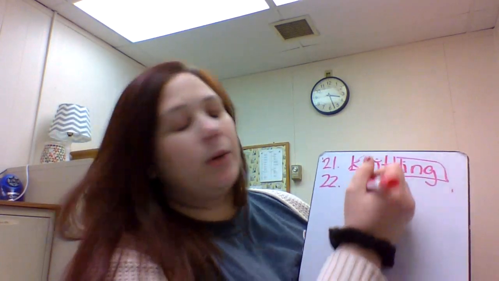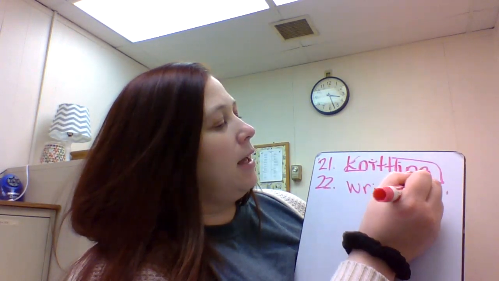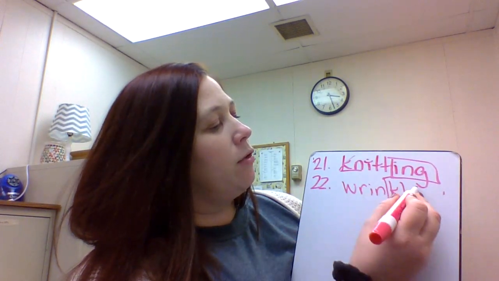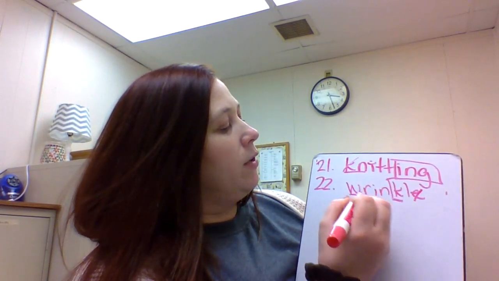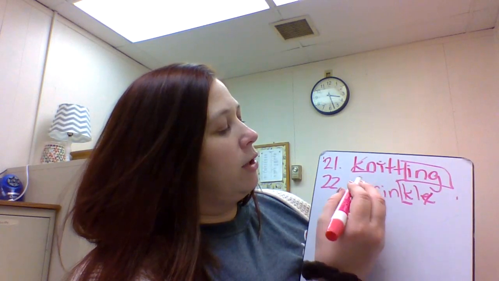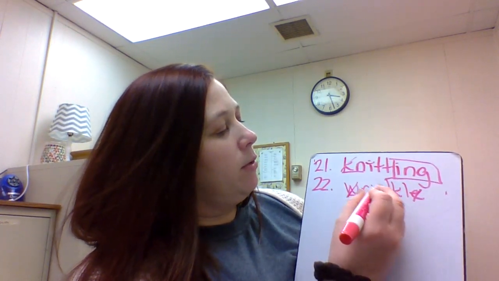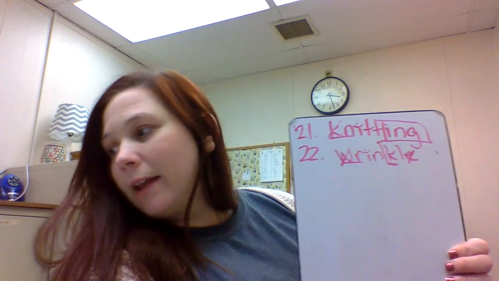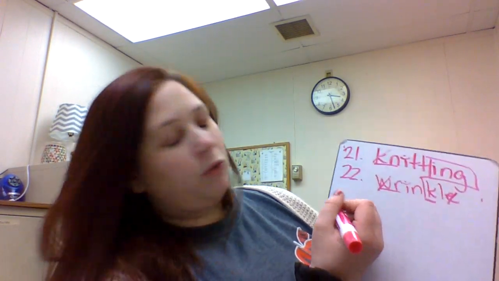22, we have wrinkle. Here we have the KLE final stable syllable. I'm going to put a little bracket on that one and cross off the E. Here we have our WR ghost digraph. We're going to mark off the W, and then here we just have vowel consonant. We're going to put a little brev on the I. All right, number 23.